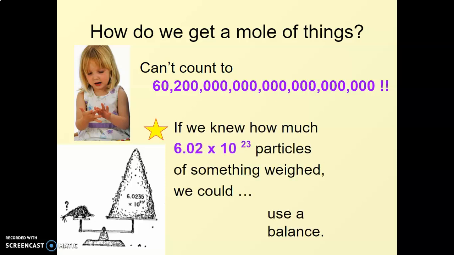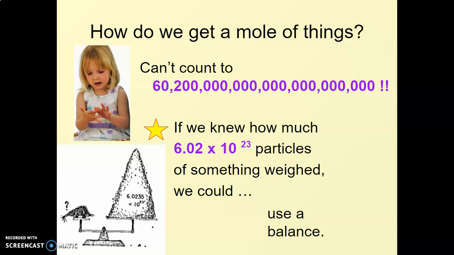So how do we actually get to a mole of something? How do we know that what we have in front of us is a mole? We can't really just take out each individual particle and count them up until you have 602 hexillion atoms. You can't count that. We wouldn't have the time to count it. We can't see it to count it that way.